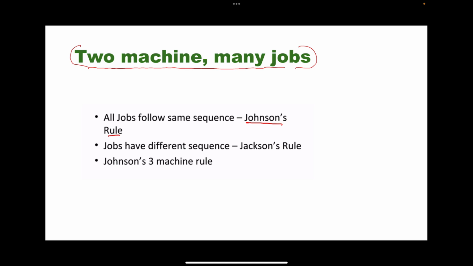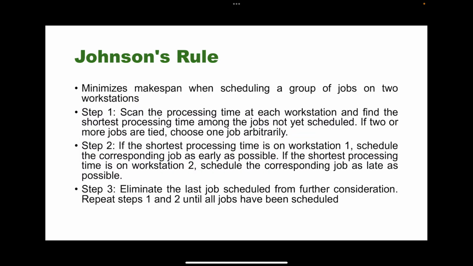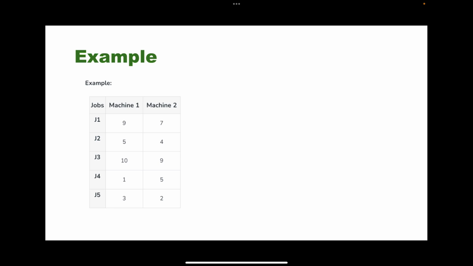Here, we assume that all the jobs follow the same sequence. If the jobs have different sequences, then we follow the Jackson's rule. And also if there are three machines and all the jobs follow the same sequence, we use an extended version of the Johnson's rule. So now let us discuss the Johnson's rule. First let us look at an example, then we will discuss the algorithm.